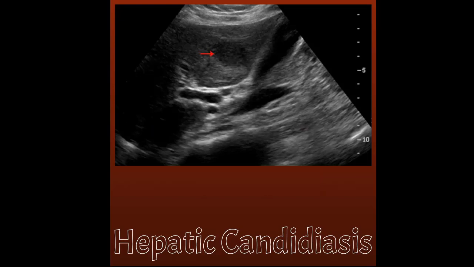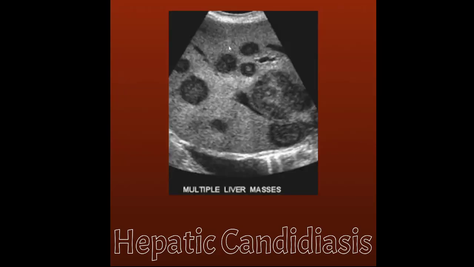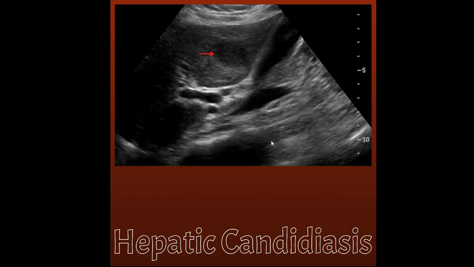Here's another example of the hepatic candidiasis. So again, anything that looks like target appearance, bullseye appearance, multiple, with a history of immunocompromised, we need to think candidiasis. The problem with candidiasis is that, especially this one, reminds me of what some metastatic diseases to the liver appear like. So that is why we can't solely diagnose hepatic candidiasis just by appearance.